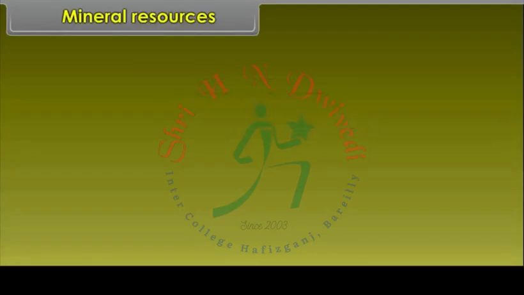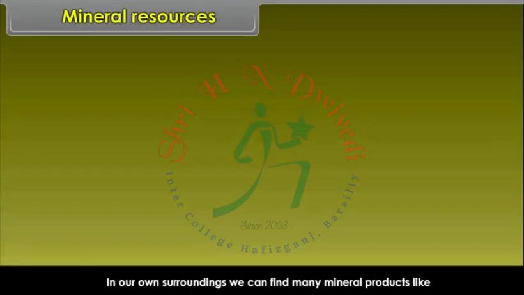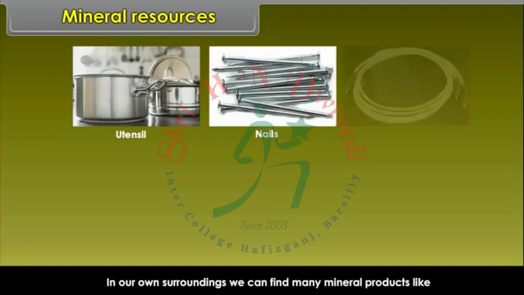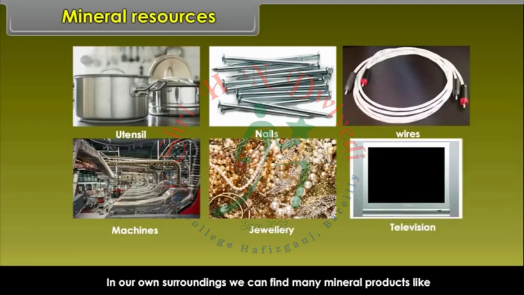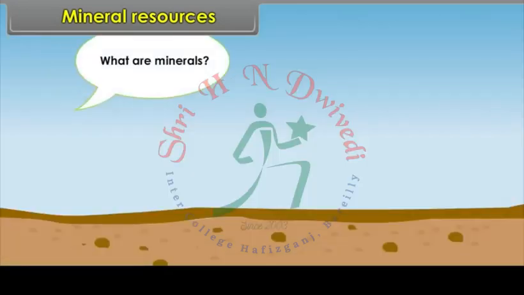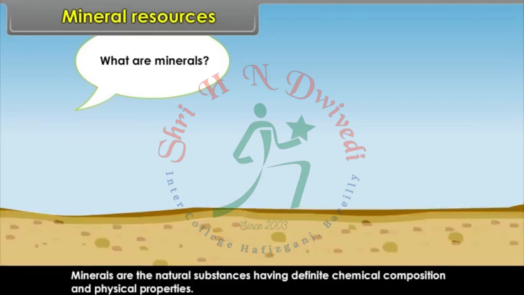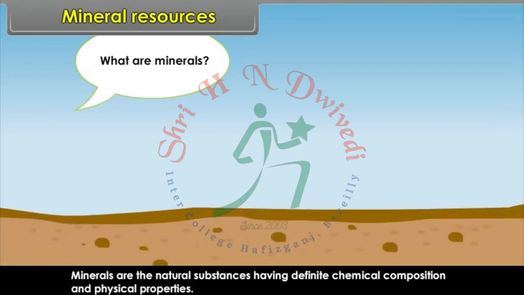Mineral resources. In our own surroundings, we can find many mineral products like utensils, nails, wires, machines, jewelry, and television. All these have been made of some kind of mineral. What are minerals? Minerals are natural substances having definite chemical composition and physical properties.